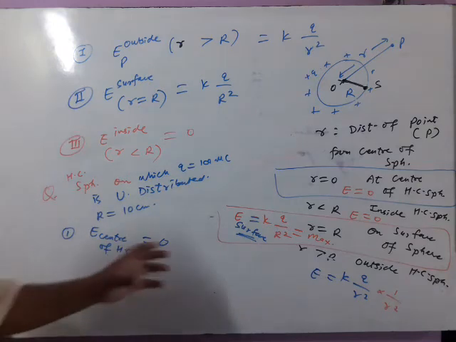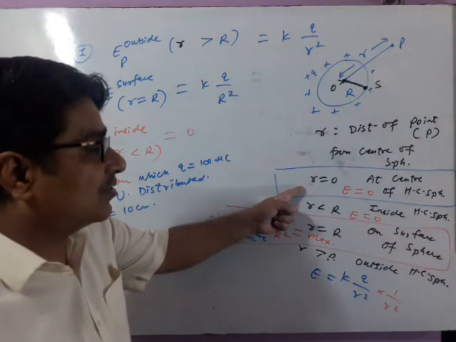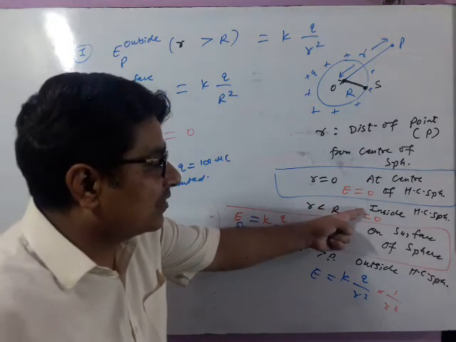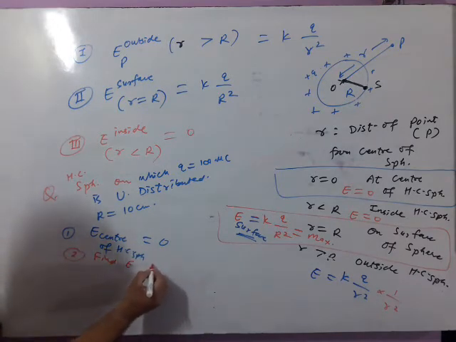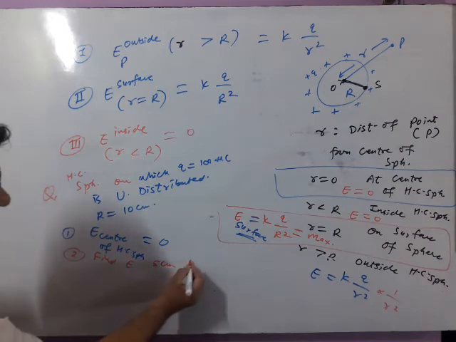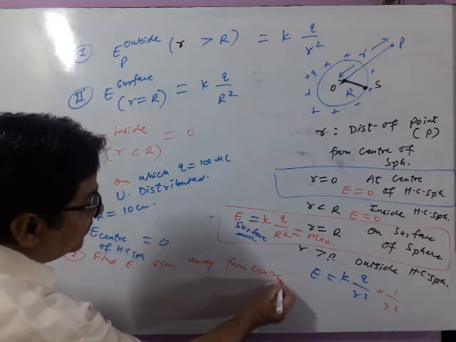Now these are reasoning questions based on this concept. At the center, the electric field is 0, as well as inside the sphere, the electric field is 0. See question number 2. Find the electric field 5 centimeter away from the center of the sphere.